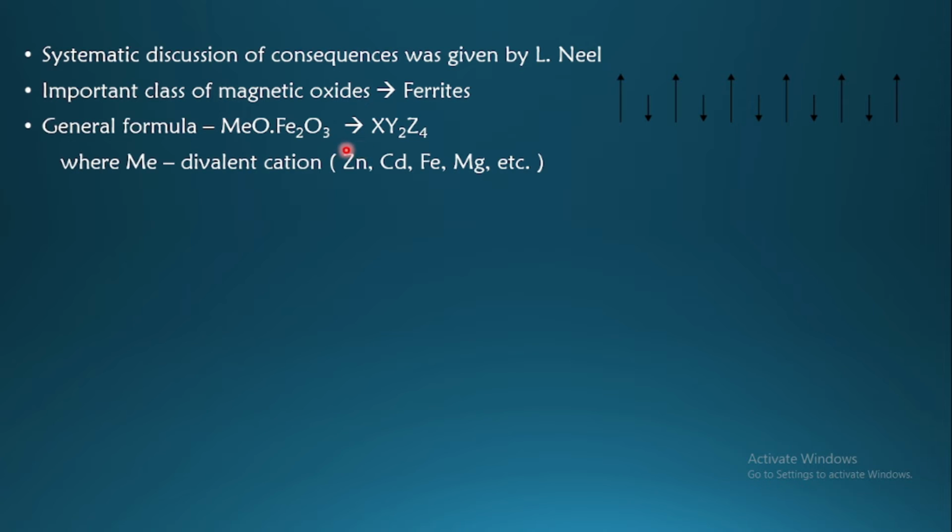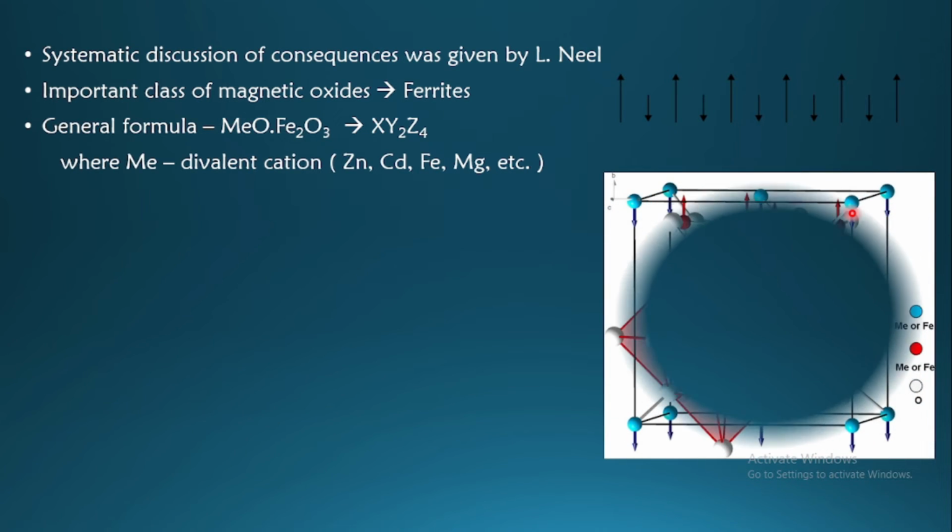Another thing we need to remember is that this divalent cation, or the metal, need not always be magnetic. Even magnetic materials like iron and nickel hold good, and even non-magnetic materials like copper also go well. It is just necessary that it be a divalent cation. And this is the general formula which gives all the members of the ferrite group.